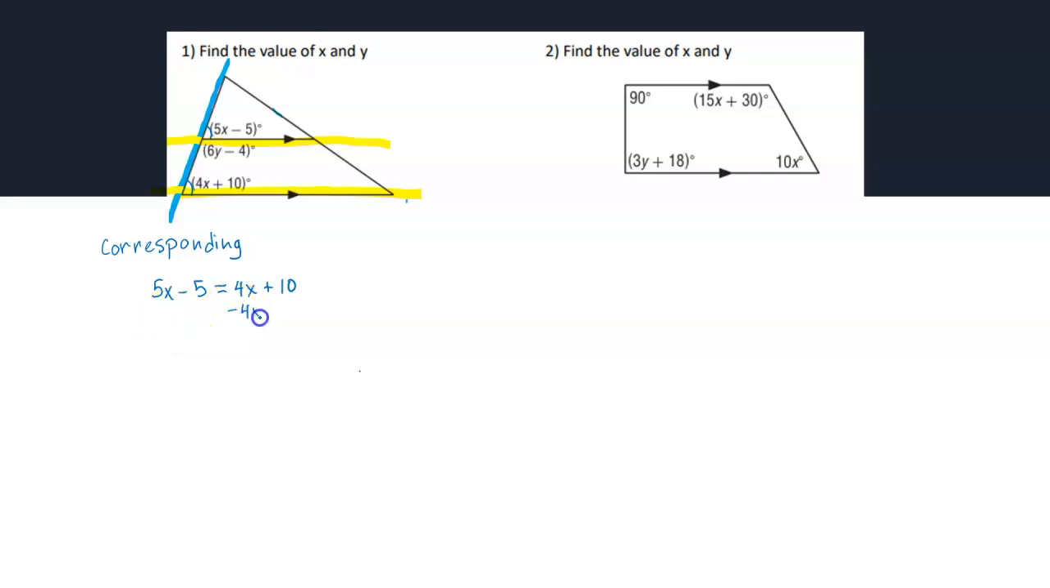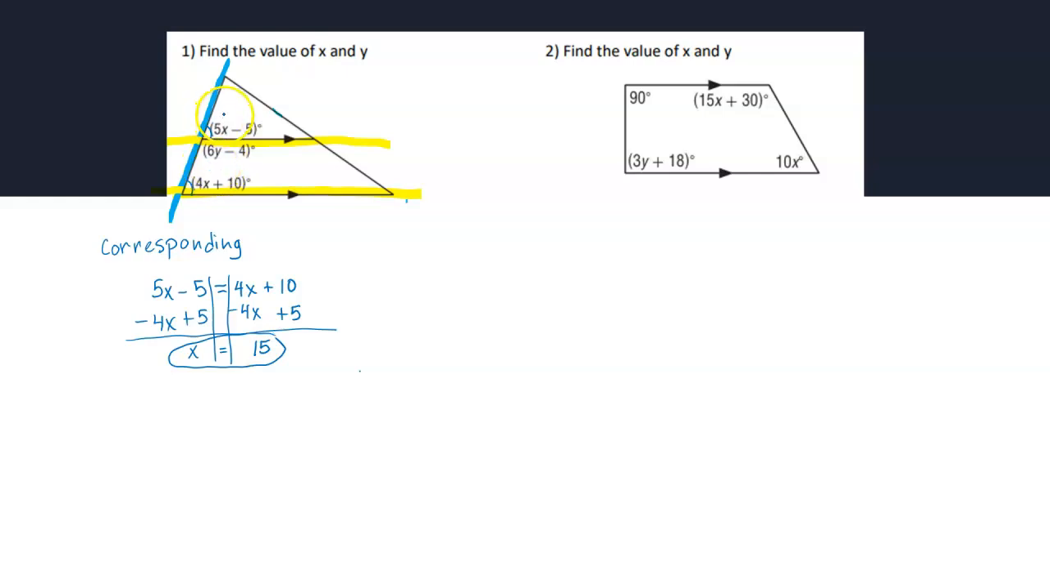If I subtract 4x and add 5 to both sides of my equal sign, I get that x is equal to 15. And I got that because corresponding angles are congruent.